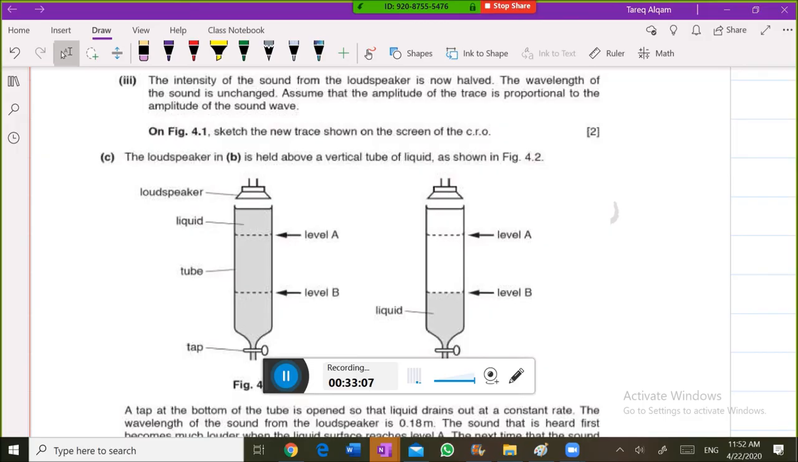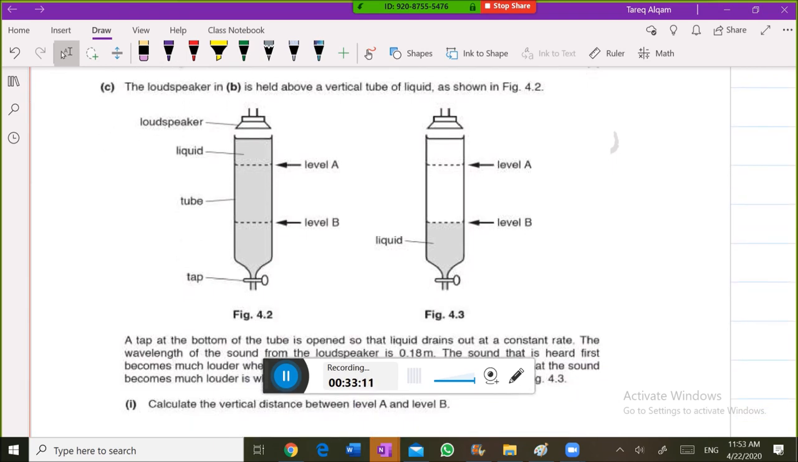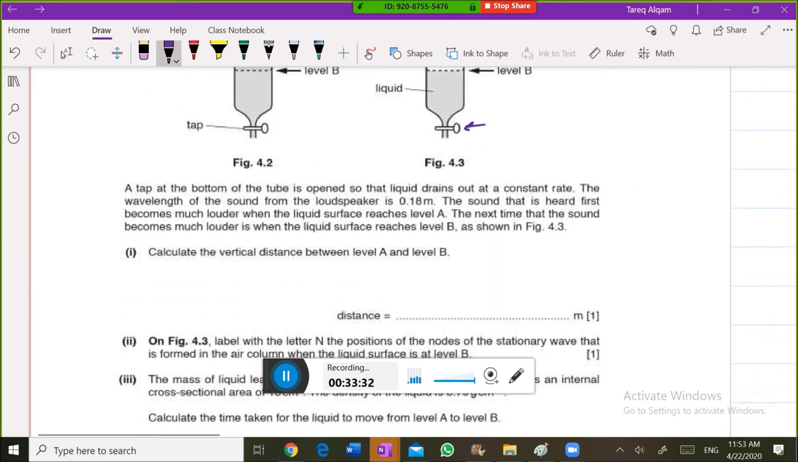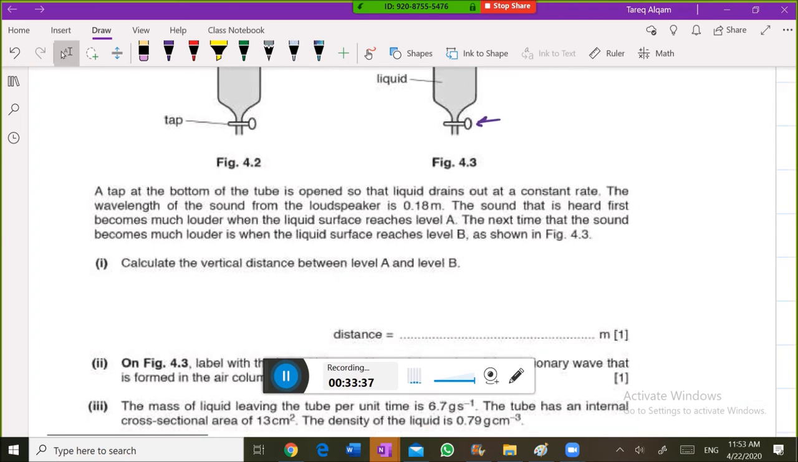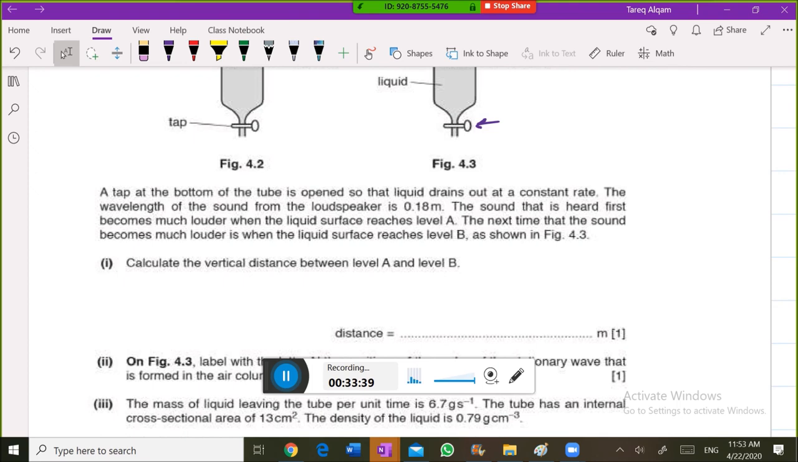The loudspeaker in B is held above a vertical tube of liquid, as shown in figure 4.2. A loudspeaker like this, liquid. طبعاً أنا هون I will use this tap in order to reduce the amount of water, so at a certain level of water, the standing waves or stationary wave can be formed. A tap at the bottom of the tube is opened, so the liquid drains out at a constant rate. The wavelength of the sound from the loudspeaker, عطاني إياه, 0.18.